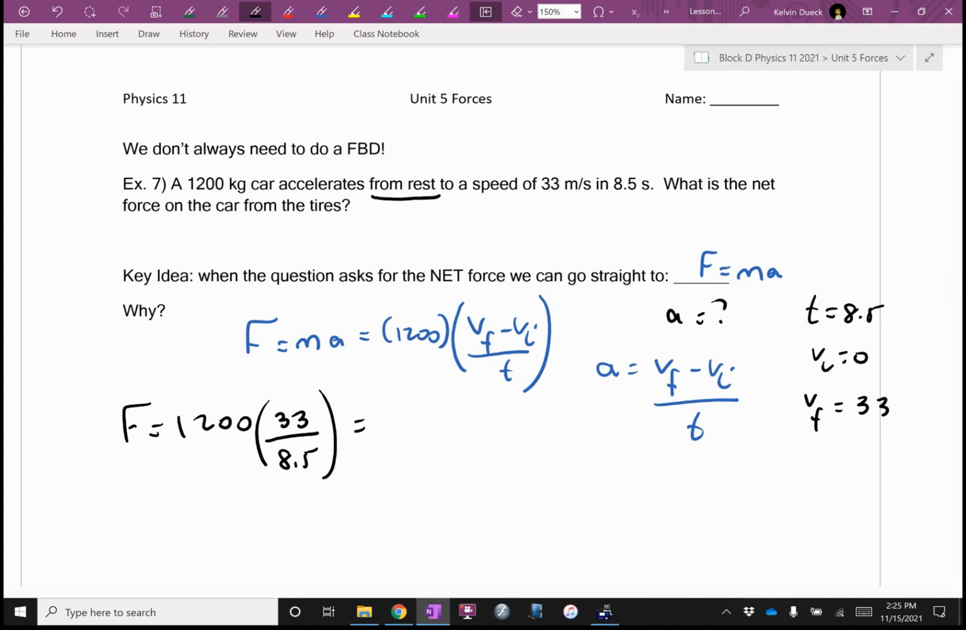Which is what? 4659? I'm going to go 4660, because I tend to go to 3 sig figs. And it's a force. I said I was going to come back to you. I didn't, but you got the same answer, right? Good.